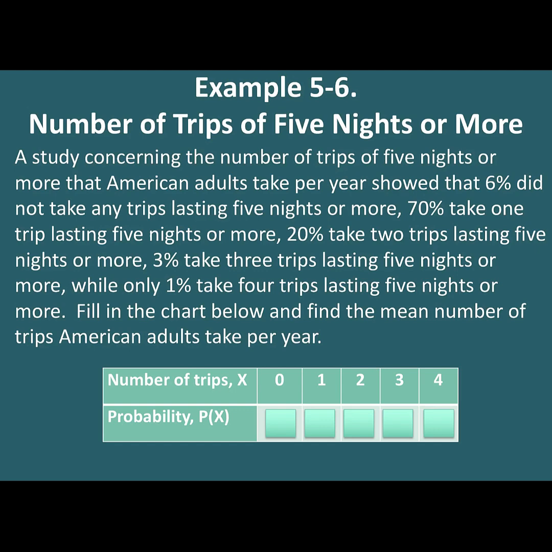Let's fill in the following chart and then find the mean number of trips that American adults take per year. The probabilities will be: for 0 trips, 0.06; 1 trip, 0.70; 2 trips, 0.20; 3 trips, 0.03; and 4 trips, 0.01.